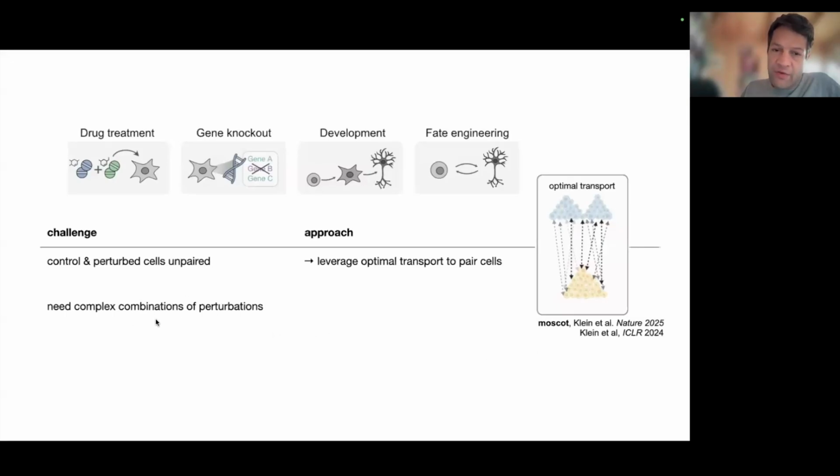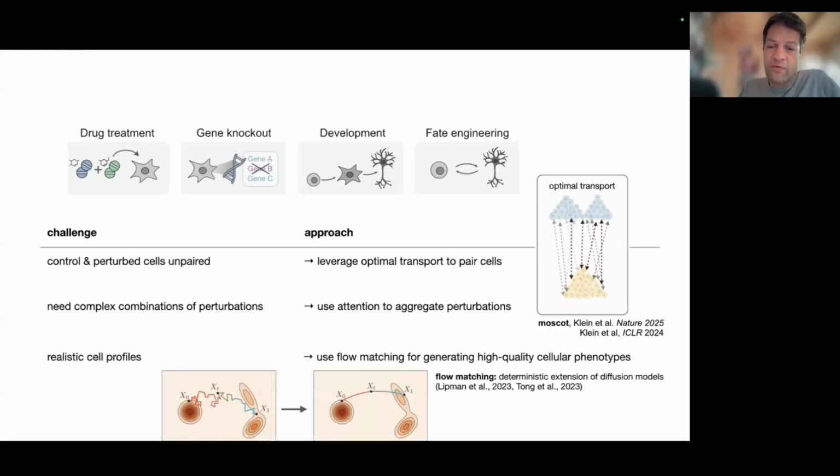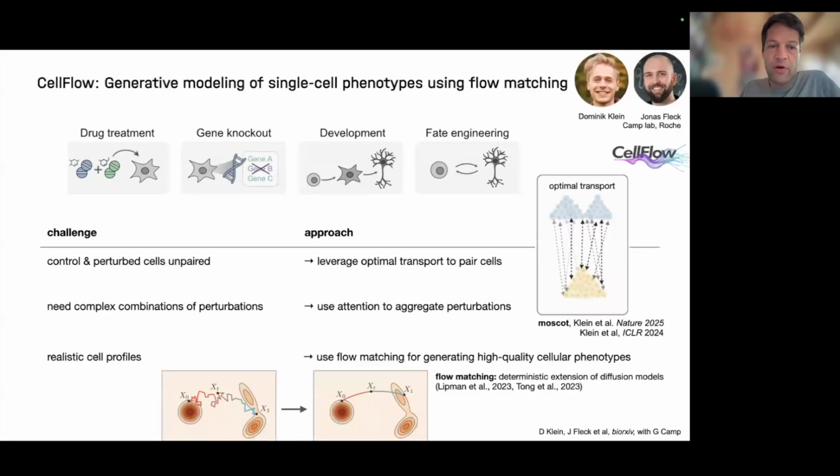We want to have combinations of perturbations, and there could be very different ways these combinations could look. For that, we use a transformer-based embedding to aggregate these perturbations into a general perturbation representation. The last thing is that we want to have realistic cell profiles, not just the rough approximations that autoencoders typically gave. For that, we use flow matching, as I was saying before. So this is what we call CellFlow. This is work by Dominik, a PhD student in the lab, and Jonas, who is in Gray's lab as well at Roche. I just want to show you a bit what this can do, okay?